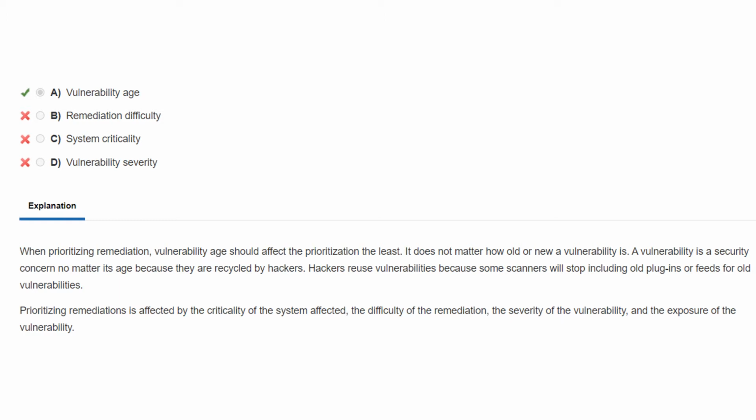Prioritizing remediations is affected by the criticality of the system affected, the difficulty of the remediation, the severity of the vulnerability, and the exposure of the vulnerability.